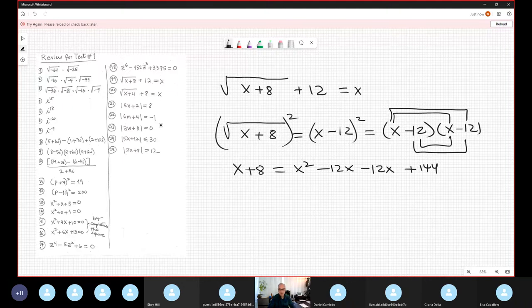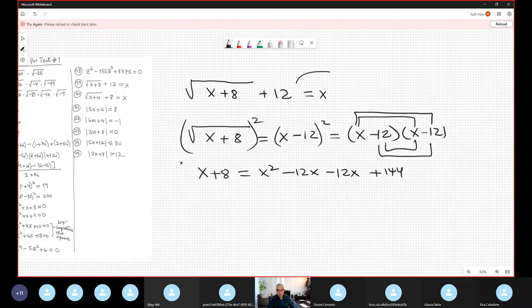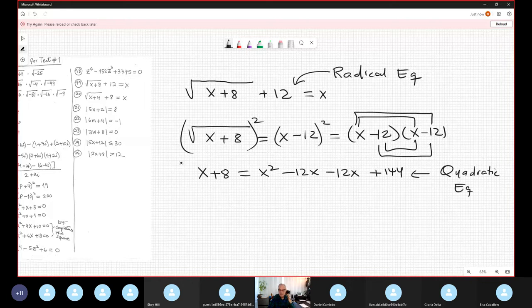Okay, in that moment we transform our original equation a little bit. The name of the original equation is radical equation. However, the equation that we have at this moment is not radical anymore. We destroyed the radical. Now this is a quadratic equation. To solve any quadratic equation, you need to write it in standard form. First of all, some algebra manipulation. 12 and 12 together is 24x. Plus 144. Now, express in standard form.